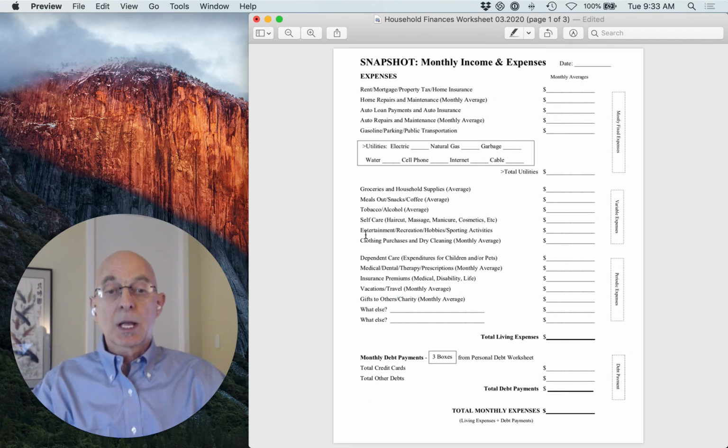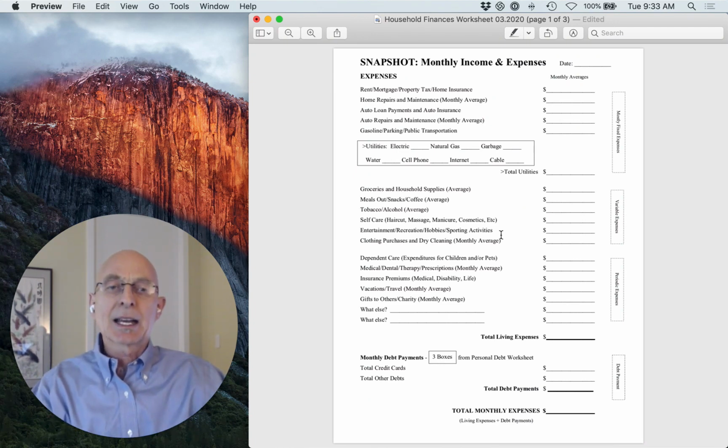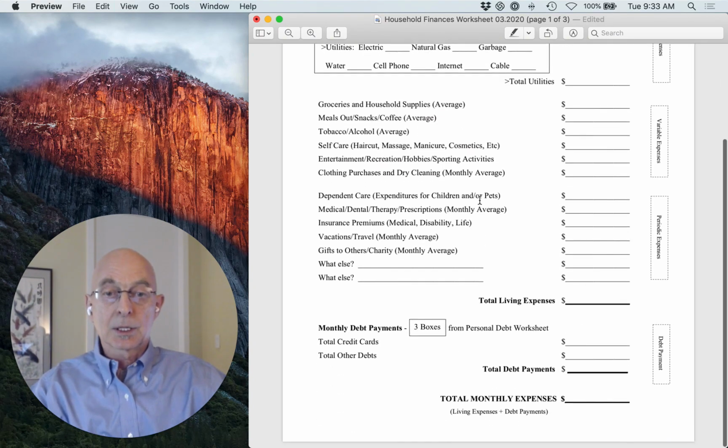Continuing with variable, I'll just highlight the entertainment, recreation, hobbies, sporting activities. That's the catch-all. That could be sewing classes, that could be concert tickets, or iTunes expenses, Netflix, anything that fits in there. It's a catch-all. The third category is the periodic expenses. Let me pull in a little bit closer and you can see this easier, I think.